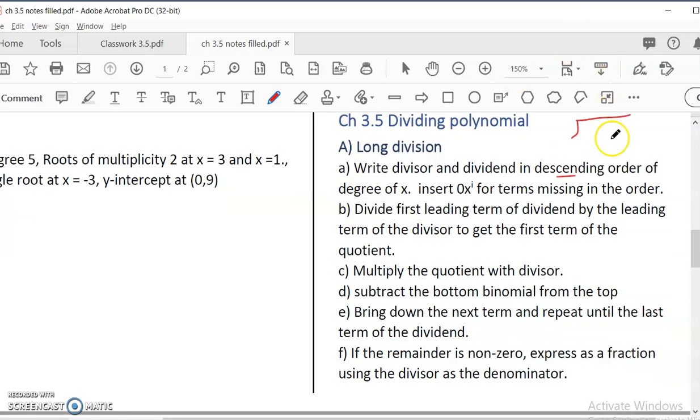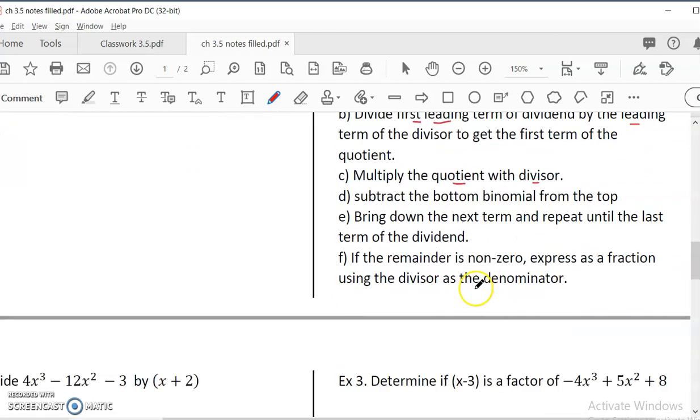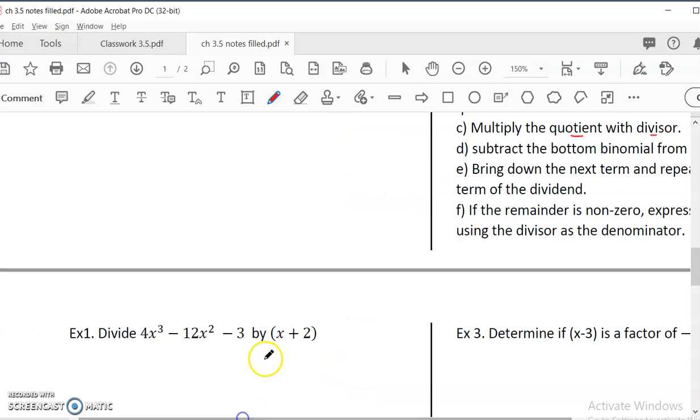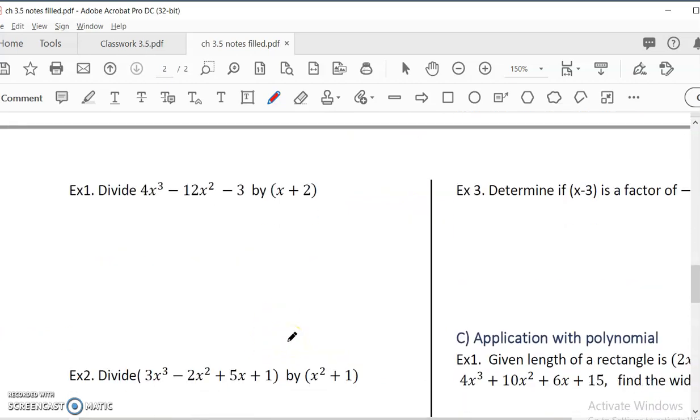And then the process will be like this. You estimate the quotient by dividing the leading term of the dividend by the leading term of the divisor. So first divide the leading with the leading to get the first term of the quotient, and then multiply that quotient term by the whole divisor. Subtract the bottom polynomial from the top and bring down the next term. If the remainder is non-zero, then you can write it as a fraction. If there is a remainder, that means that particular polynomial is not a factor of the dividend.